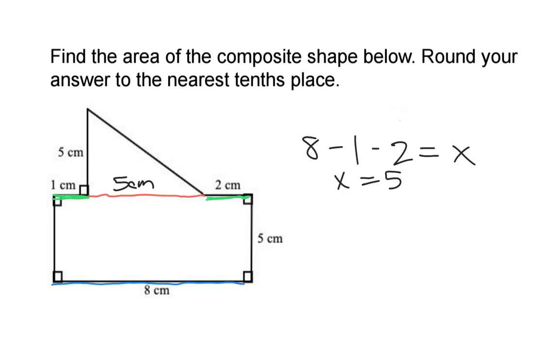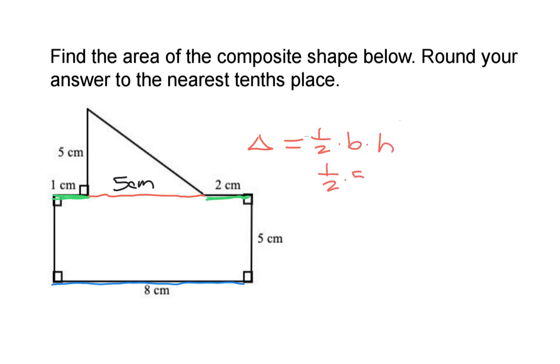Okay, so now that I know that, I can figure out the area of the triangle, and then I can move on and figure out the area of the rectangle. The area of the triangle is going to equal 1/2 times base times height. So 1/2 times 5 times, again, the height is 5. So 5 times 5 is 25. 1/2 times that is going to equal 12.5. So the area of the triangle is 12.5. Then moving on to the rectangle, the area of the rectangle is simply length times width. So just 8 times 5, which is 40.